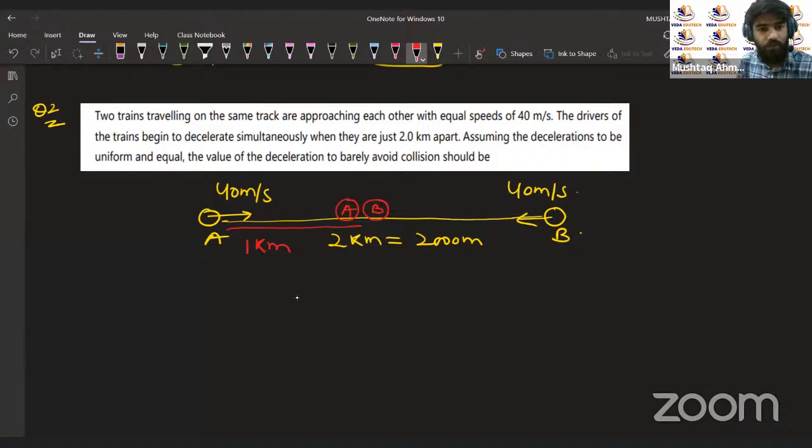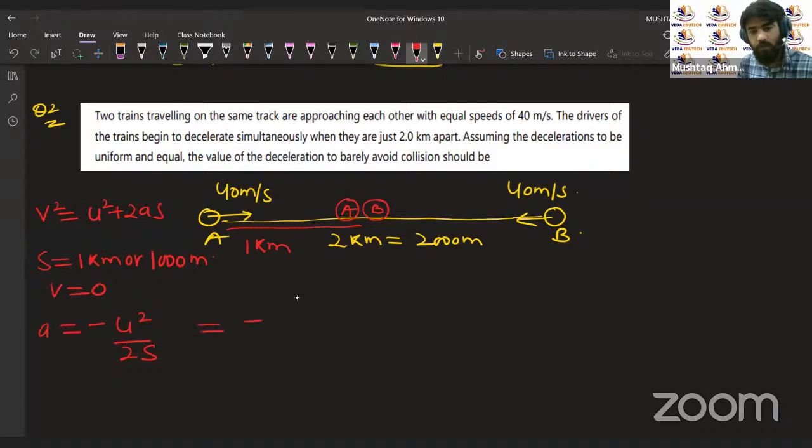We have to calculate the deceleration, right? So deceleration, we can use this equation for any of the train. That's v square is equal to u square plus 2as, and the displacement of each of the train from its initial position will be equal to 1 kilometer. So s will be 1 kilometer, or we can say s will be equal to 1000 meters, right? And initial speed was given to be 40 meter per second, but the final speed is equal to 0 when they stop. So v is equal to 0 here. So our a will be minus u square upon 2s, right?